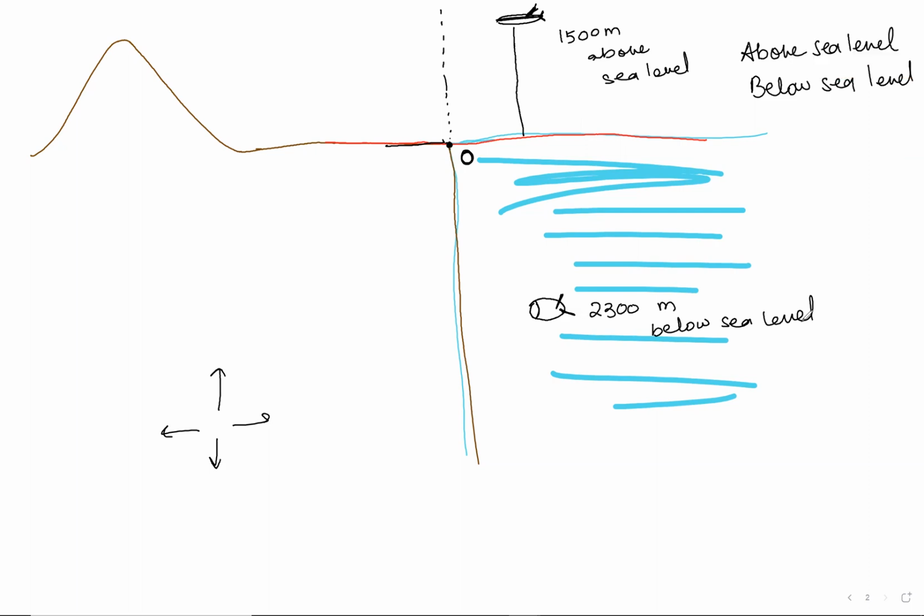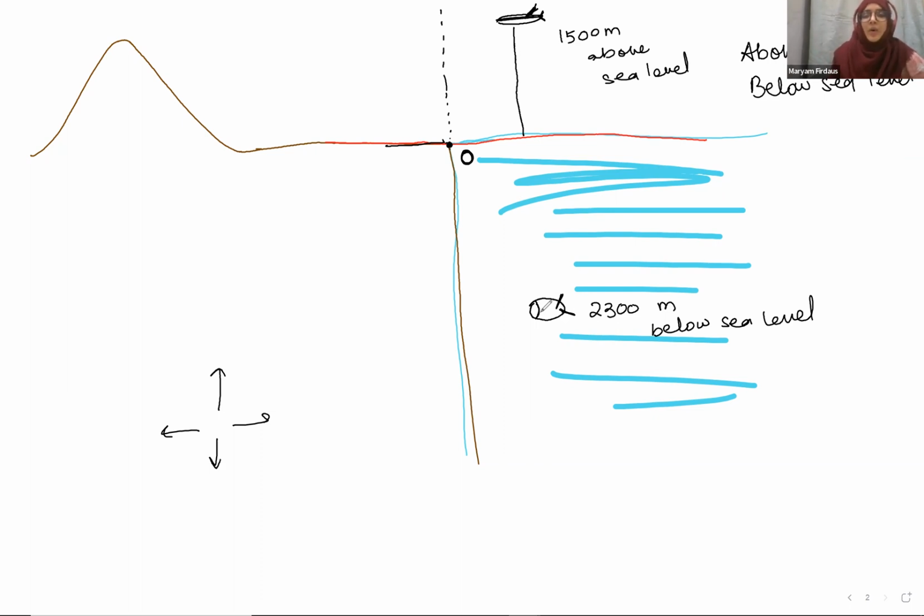Can I find and say? Yeah, sure. Three, 3,800 meters. Yeah, that's right. So it's 3,800 meters. That's the distance between the airplane and the submarine.